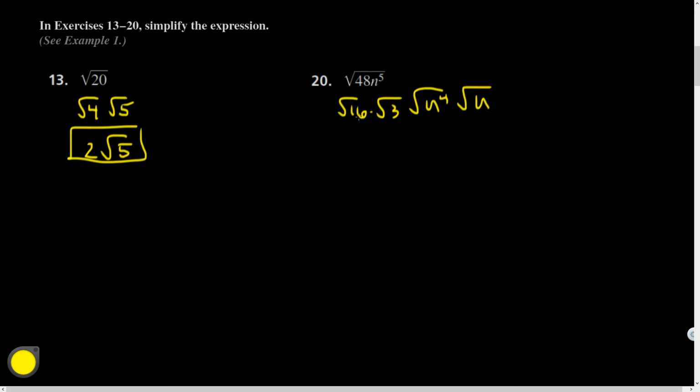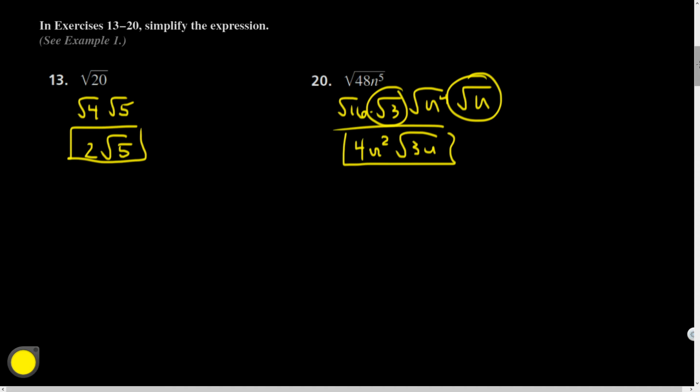And so let's simplify. Square root of 16 is 4. Square root of n to the 4th is n squared, because n squared times n squared is n to the 4th. And then the parts that can't be simplified, we'll combine them back into a larger radical. And so square root of 3n. There you go.